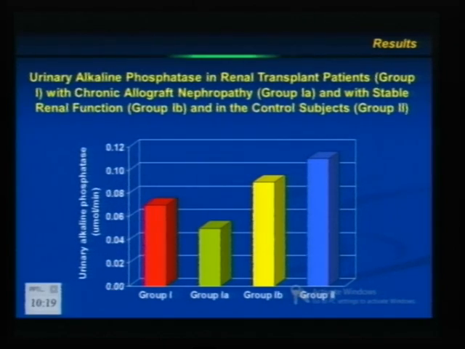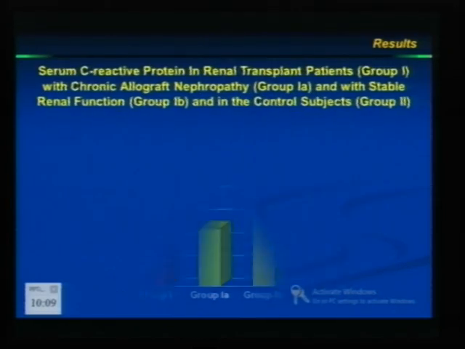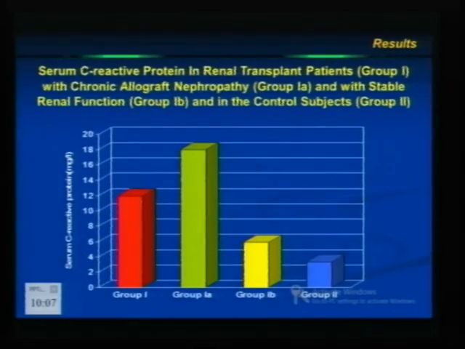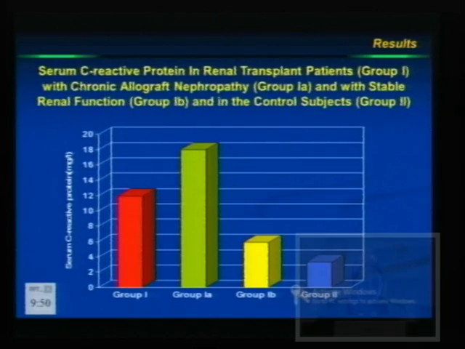The study showed a significant decrease in the urinary alkaline phosphatase in patients with CAN than patients with stable renal function, the controls. These results may be attributed to the tubular cell dysfunction. Serum CRP was statistically significantly higher in patients with CAN than patients with stable renal function, the controls. This denotes that there is an ongoing inflammatory process in patients with CAN, and this could be one of the contributing factors for its development, renal fibrosis, and deterioration of the renal function.